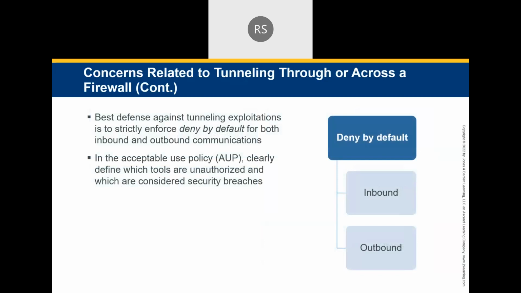Now, in the acceptable use policy, you want to clearly define which tunneling tools and protocols are unauthorized and considered security breaches. Then you also want to educate the users about the risk associated with unauthorized tunneling and the consequences of violating the acceptable use policy. So when you implement these measures, this helps your organization strengthen your firewall defenses. It also helps to mitigate risk of those tunneling exploits and helps to safeguard your network security.